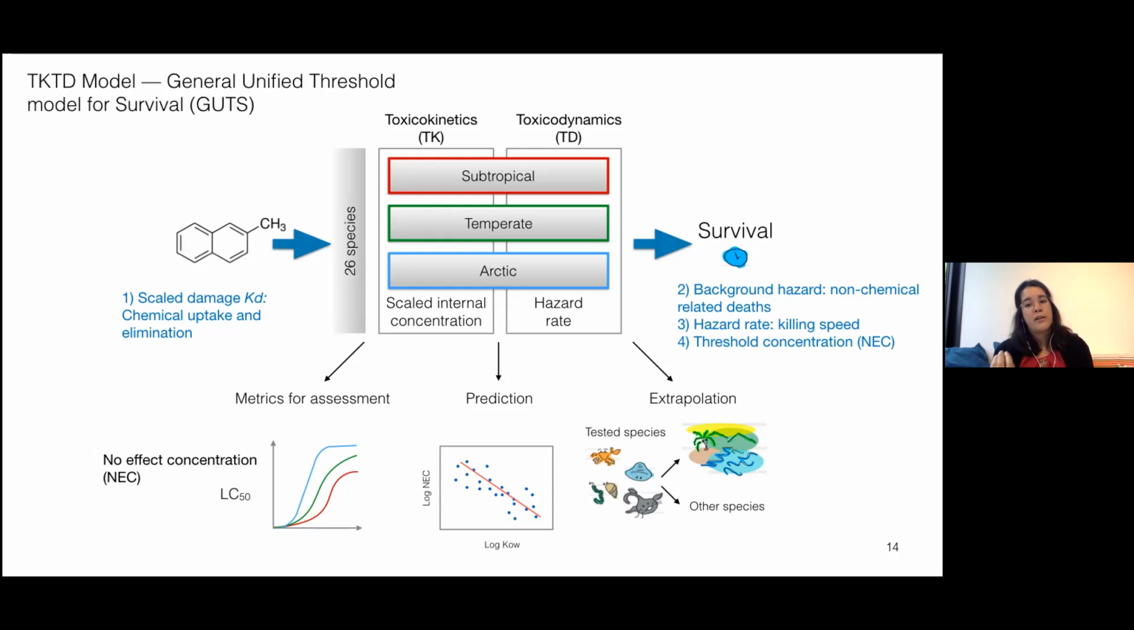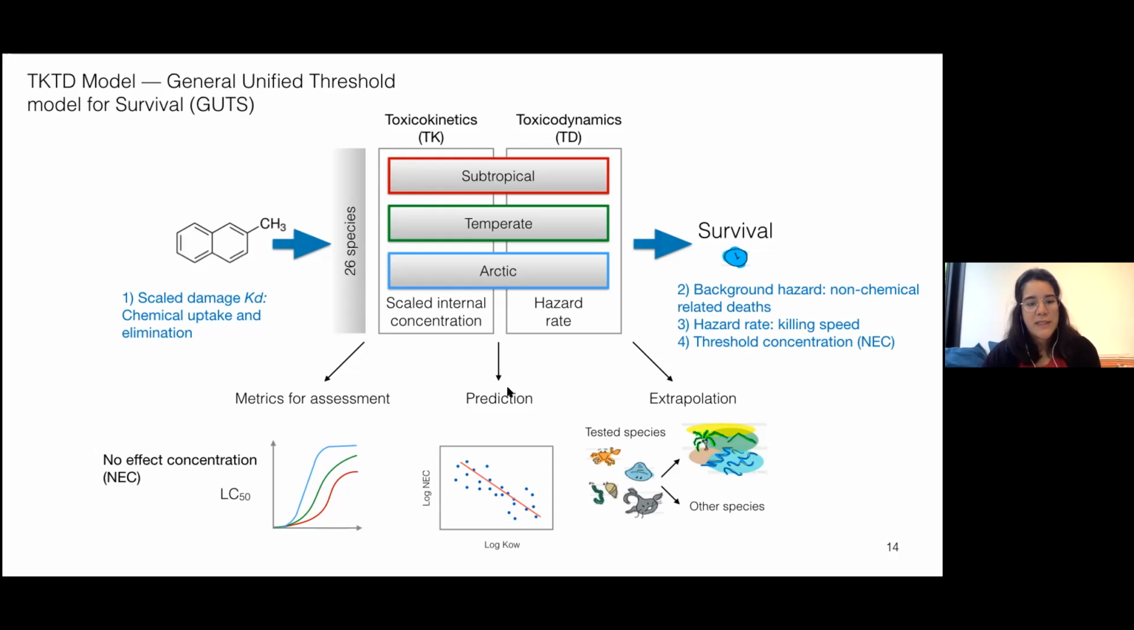And this parameter is what we use as a metric for risk assessment. It is similar to an LC50, only that it is independent of the time of exposure of the experiment. So LC50s can vary: the same species and the same chemical combination can have different LC50s depending on the length of the exposure of the experiment from which they were derived. And that, in theory at least, doesn't happen to NEC values because these are independent from the time of exposure.